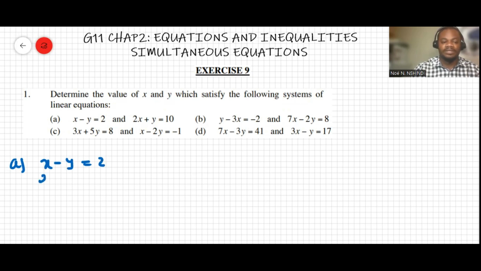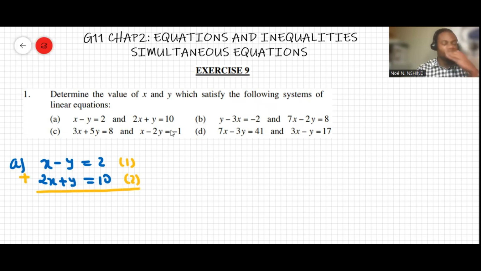I'm going to write them like this, 2x plus y equal 10. I prefer to label my equations, so I'll call this equation 1 and this equation 2. In this case, I can just add my equations, because over here I can cancel the two variables. To solve the equations simultaneously means we need to find the value of x and y, as the question indicates. Here I have a negative y and a positive y.